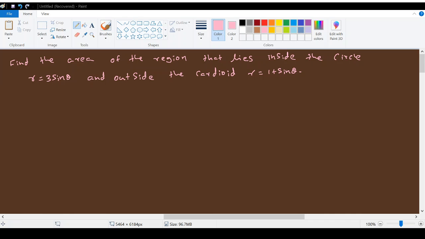Next question is to find the area of the region that lies inside this one and outside the cardioid. Now for the cardioid, of course, we know the shape, right? We already used our tools to determine the shape of the cardioid, which goes like this, right? And how about this one?